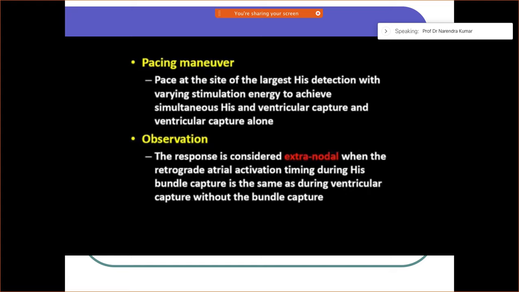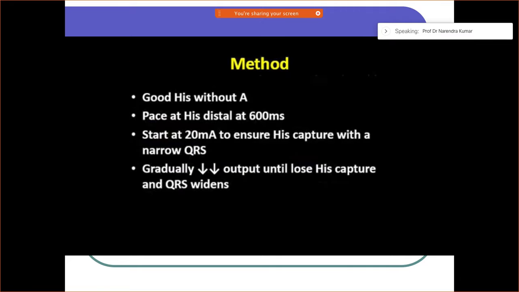Do you understand? This is a very important observation. This is the thing for which his bundle pacing is being done. So in fact, the response is going to be considered extranodal when the retrograde atrial activation time during the his bundle capture is the same as during the ventricular capture without the his bundle. Okay, and that is the time you call it extranodal capture.